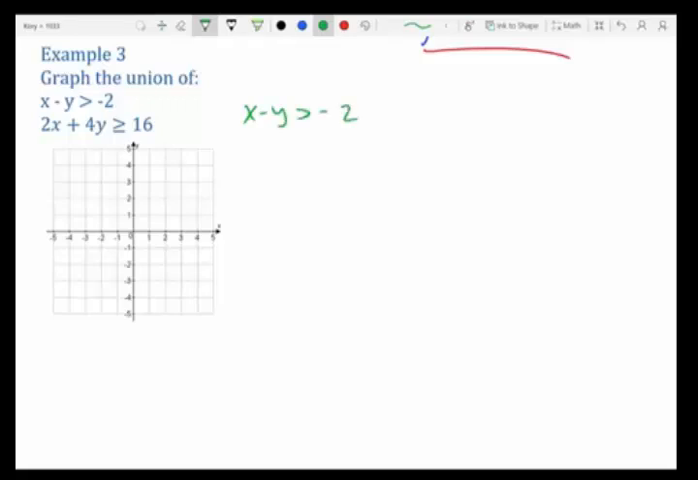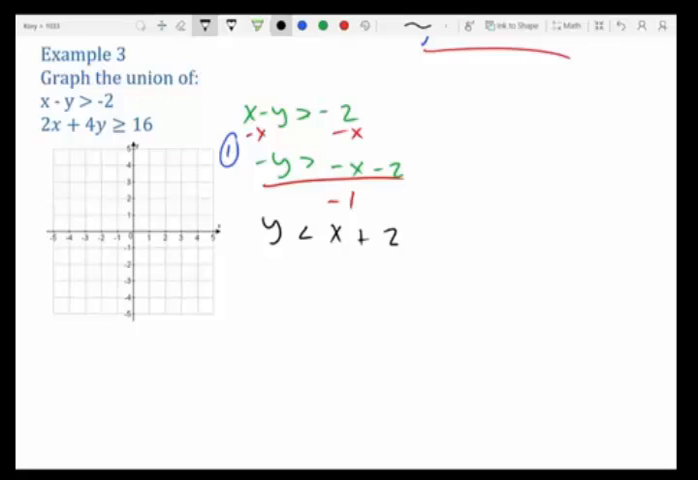It needs to be in y equals mx plus b form. So we need to get y by itself by subtracting x. So we're left with negative y is greater than negative x minus 2. And then we need to get rid of this negative by dividing it out. So negative becomes positive. We flip the sign. Negative becomes positive. And again, negative becomes positive.